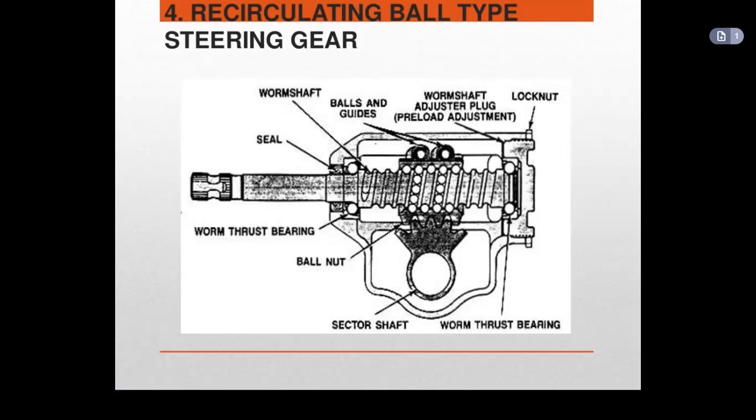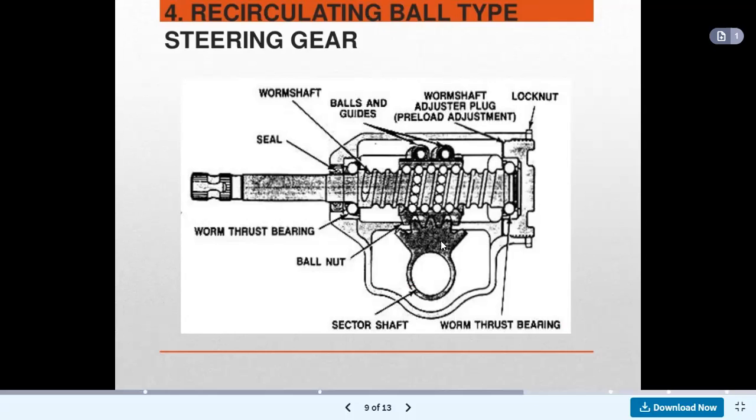The next is the recirculating ball type system. So in this case, if we observe this diagram, here a lock nut is provided. Then this part is called the worm thrust bearing. And in between this lock nut and worm thrust bearing, this portion is called the worm shaft adjuster plug. That is, preload adjustment is available here.